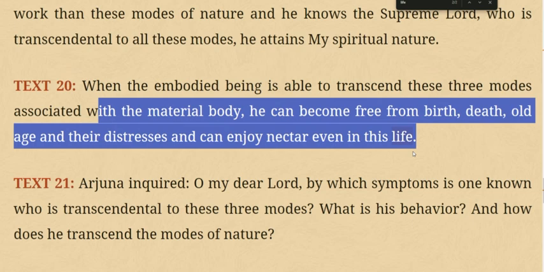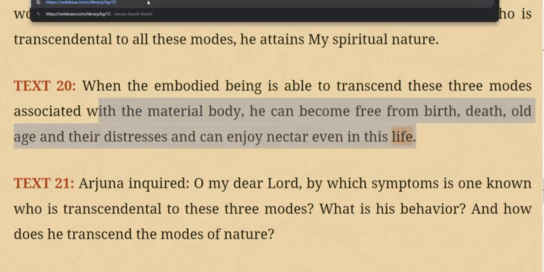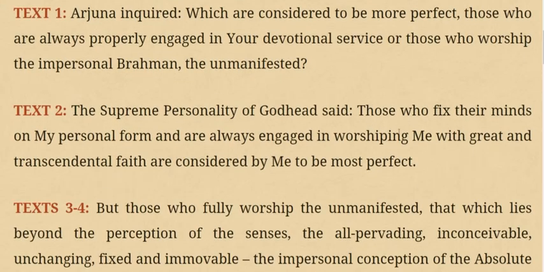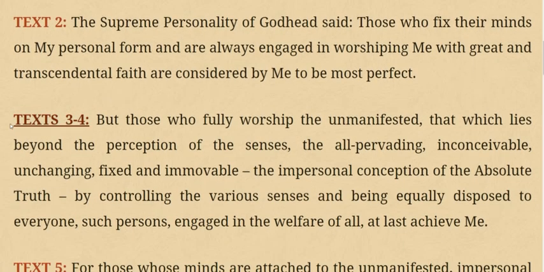It's not that easy. Krishna says this in the 12th chapter. Did we do the 12th chapter? No, right? We started from the 13th, right? So Krishna says this here.